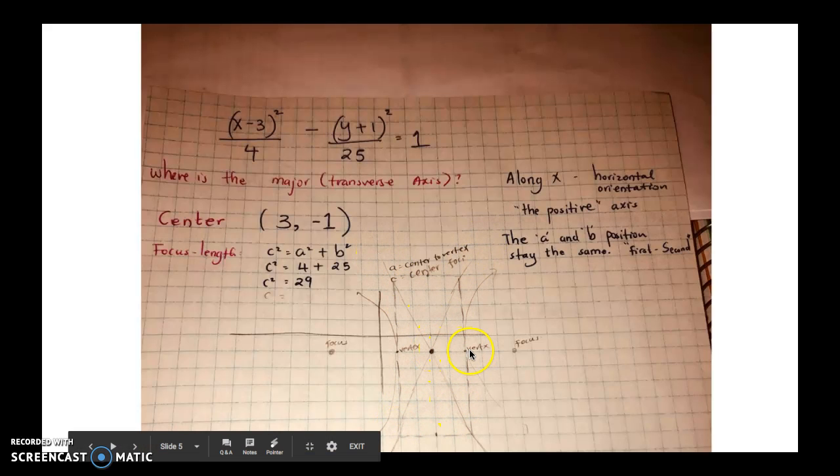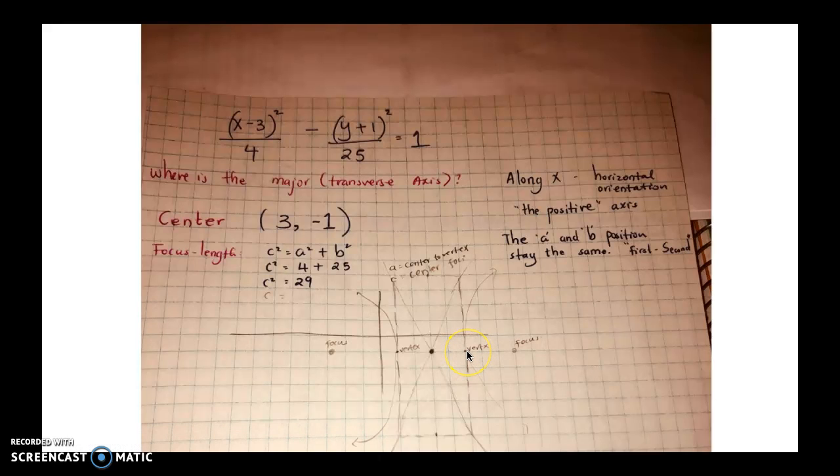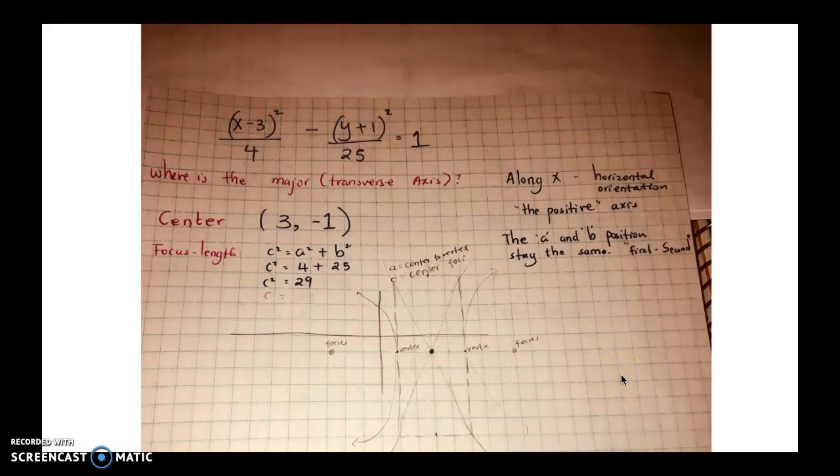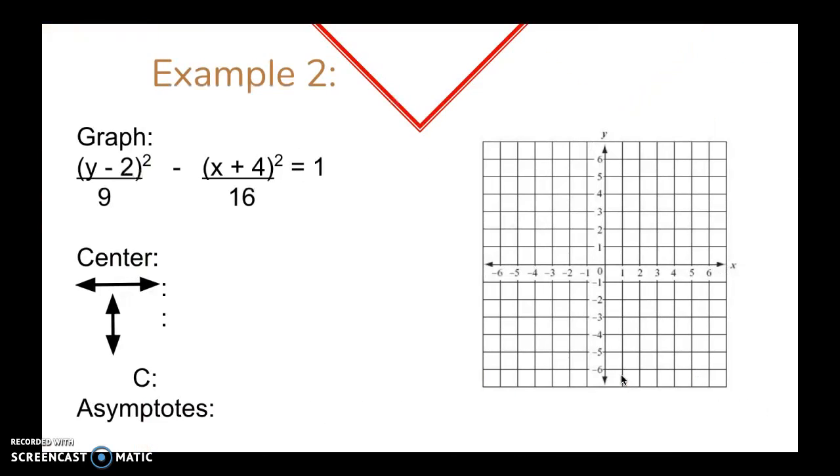And then I do remember that a vertex is a point on the hyperbola, and the focus is also inside. And that allows me to know how to draw the hyperbola. If you have any questions here, bring them to class. I'd like to see how you solve them and any problems that you had. The next example, we're given that (y minus 2) squared over 9 minus (x plus 4) squared over 16 equals 1, and we're asked to graph it.